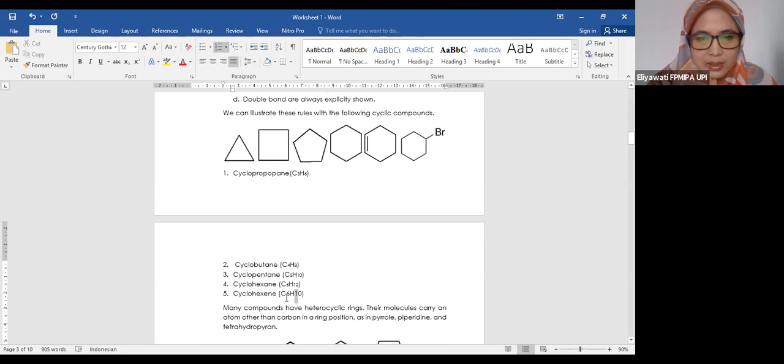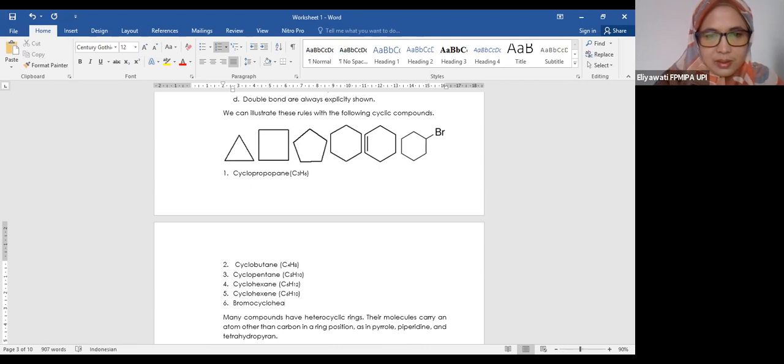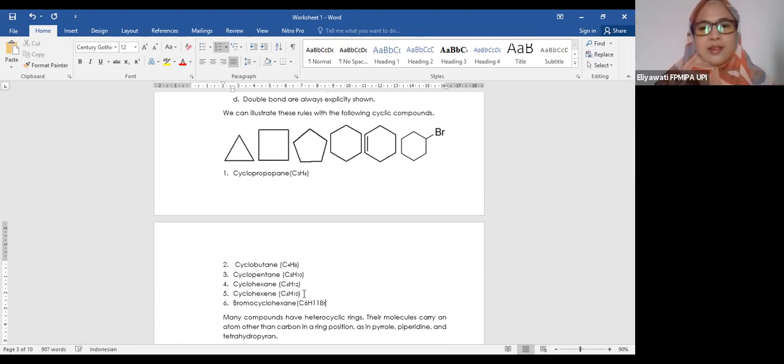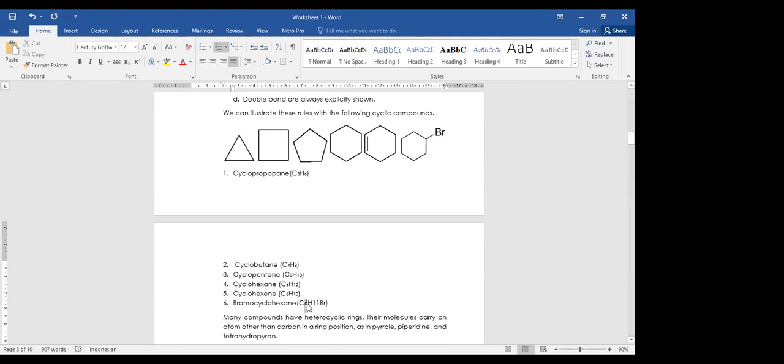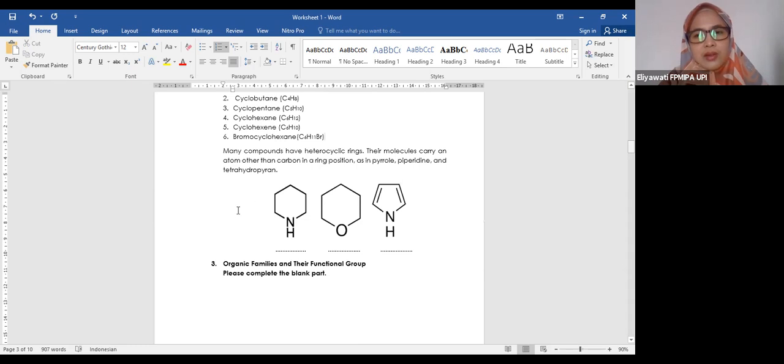Next, the last one. Bromocyclohexane. Good. C6H11Br. We replace one hydrogen atom with bromine. Okay, thank you.